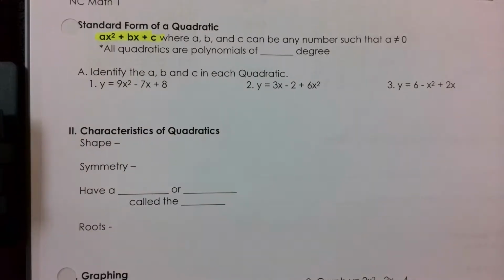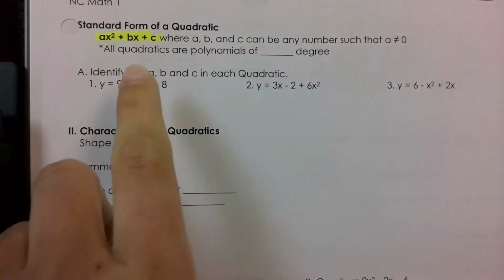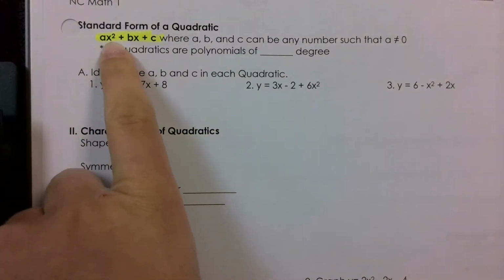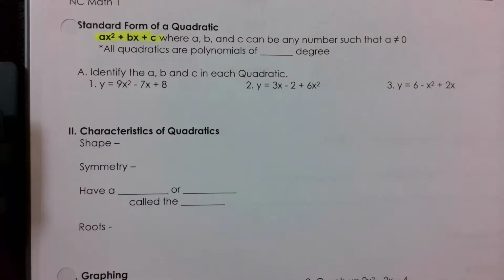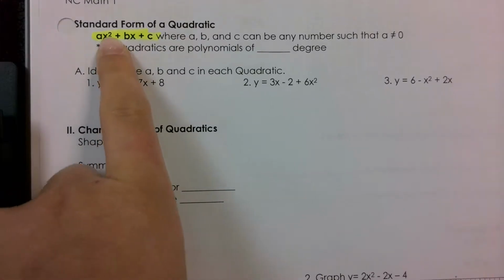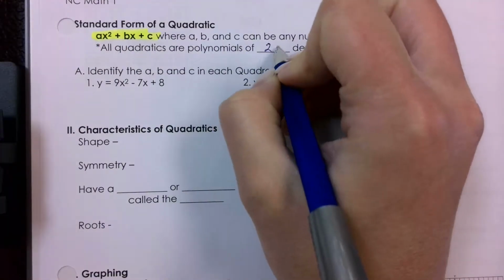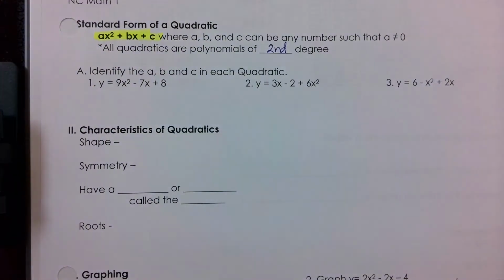So do y'all remember when we talked about degrees of polynomials a while back? That was probably over a month ago. Degrees of polynomials. That's your exponent, whatever your highest exponent was. So anytime you've got a quadratic, the degree is always going to be 2, or second degree, because you got to have that x squared. If you don't have that x squared, it's not going to be quadratic.